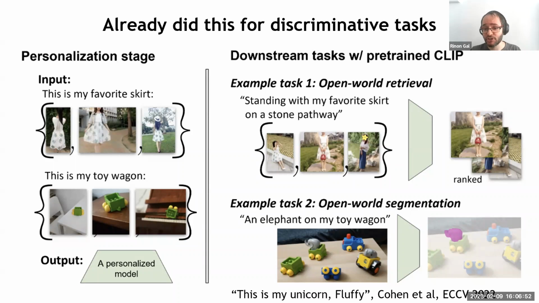We get a small image set with a shared object, again, like this green toy wagon. And we find new words that describe this specific object so that we can then prompt CLIP, for example, in order to find an elephant on this specific toy wagon, and just use some off-the-shelf segmentation model built on CLIP in order to segment this part of the image, right? This specific elephant on our toy wagon.